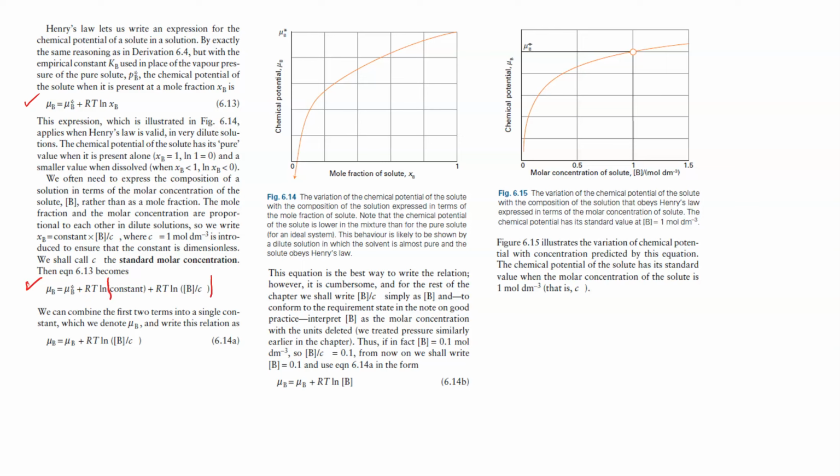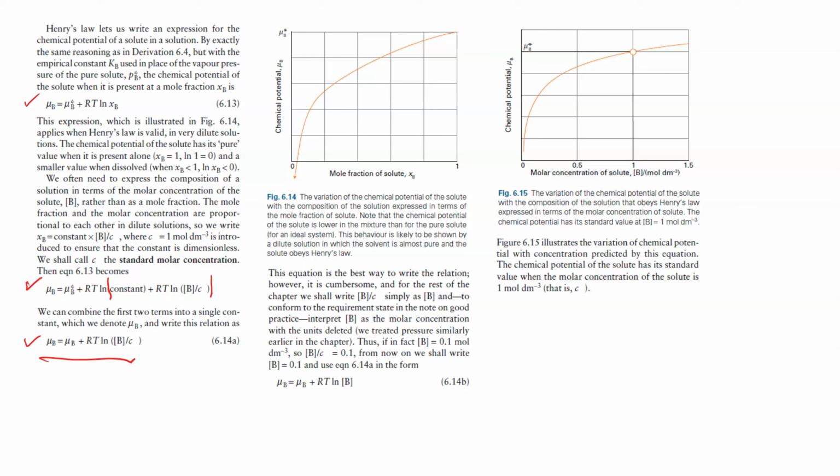We can combine the first two terms into a single constant, which we then denote as the standard chemical potential of B, and write this equation as 6.14a, which is much more manageable. This equation is the best way to write the relation. However, it is cumbersome, and for the rest of the chapter, we will write concentration of B over C simply as concentration of B, and to conform to the requirements stated in the note on good practice, interpret concentration B as the molar concentration with the units deleted.